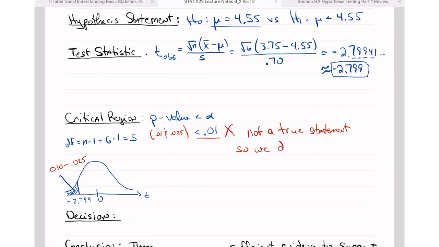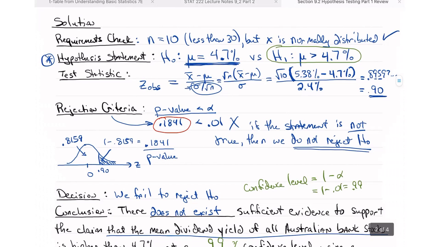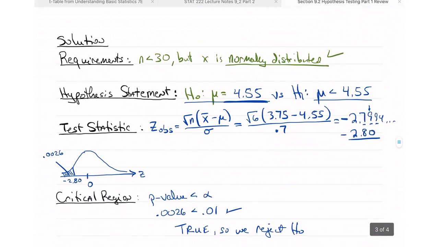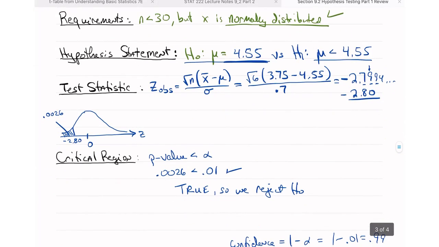So we do not reject H naught. Now notice that we've got the same value for our test statistic. Everything's set up exactly the same. We get the same value for the test statistic. What's different is our p-value. Our p-value here is much higher than it was before. Let's see what our p-value was last time. So we come down to this problem, and our p-value, when we use z, was 0.0026.